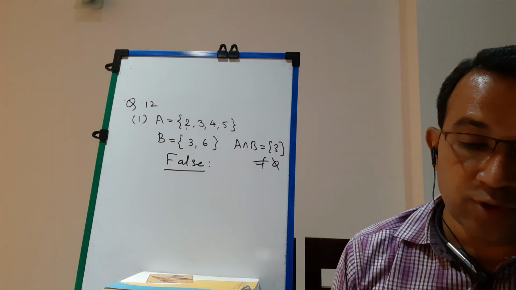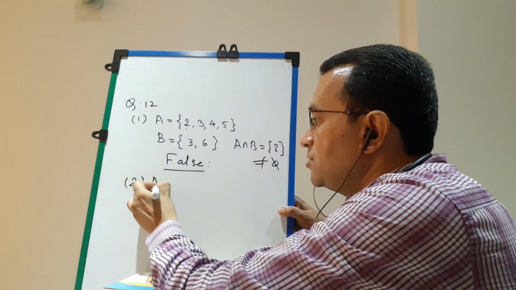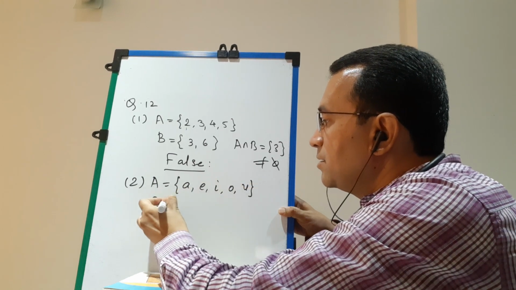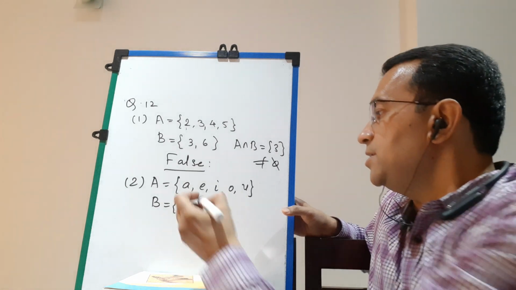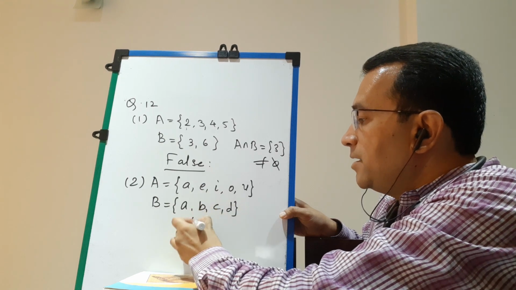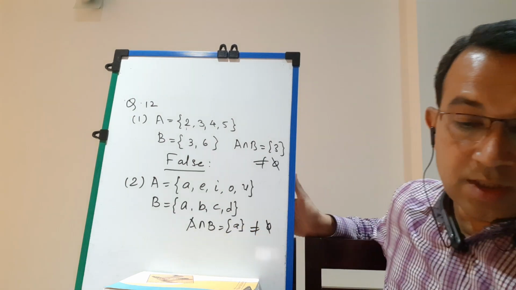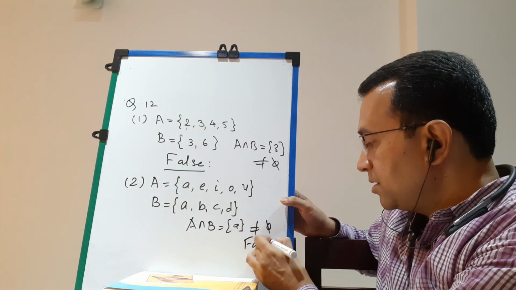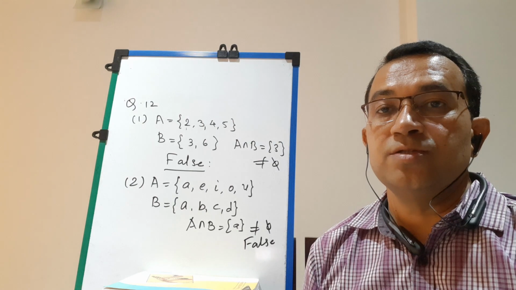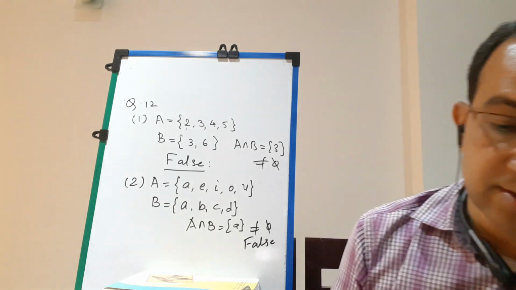Okay, A, E, I, O, U and A, B, C, D are disjoint sets. The first set is the set of vowels and the second set is A, B, C, D. And A intersection B is the singleton set {A}, which is again not equal to the null set. So the given statement is again false. They have said that these are disjoint sets. So students, you can very easily understand that statement 1 and statement 2 are false. Okay, let us go to the third statement.